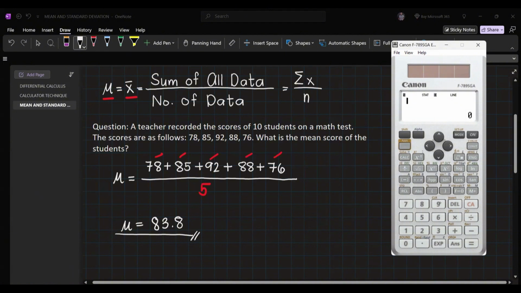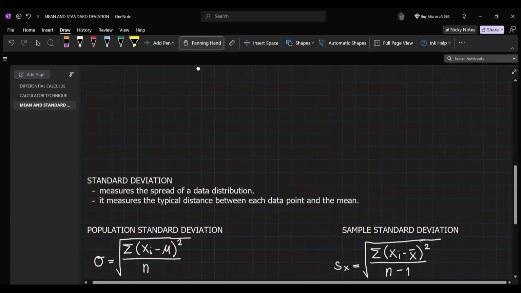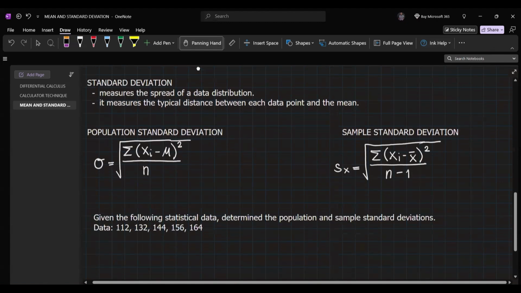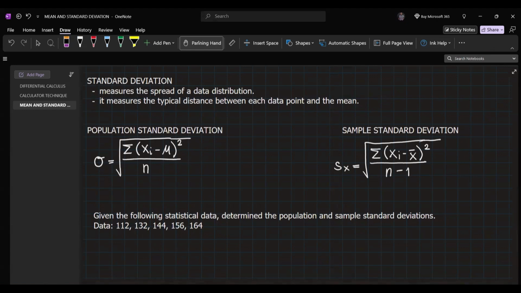So, next naman tayo sa ating standard deviation. So, ano nga ba yung standard deviation? It measures the spread of a data distribution. It measures the typical distance between each data point and the mean. Meron tayong dalawang standard deviation, which is the population standard deviation and the sample standard deviation. So yung mu tsaka x bar natin, same lang naman yan na mean.